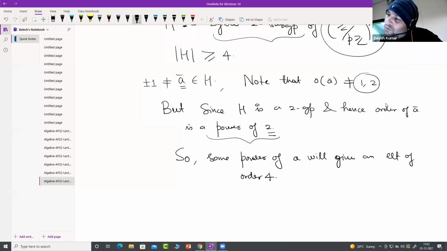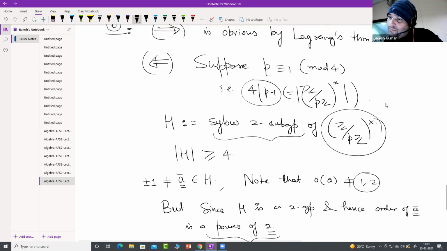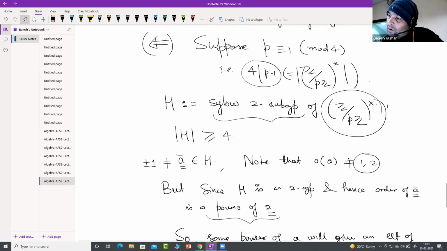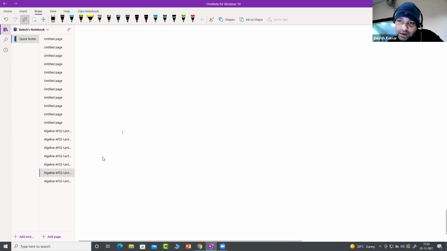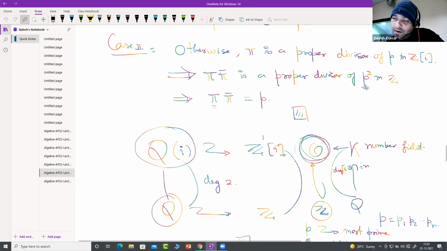If it is more than 4, it has to be 2 cube. But if you have 2 cube, then by taking a suitable power of A, we can find that the suitable power of A will have order 4. Yeah, and that's the argument that proves the existence of an element of order 4 if 4 divides p minus 1. And so therefore this in a sense completes the proof of the theorem from the previous lecture that we started here.